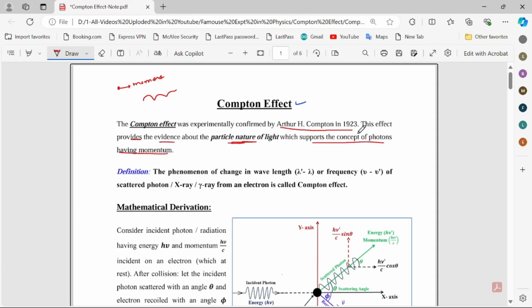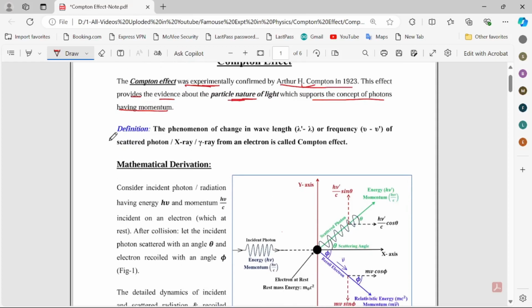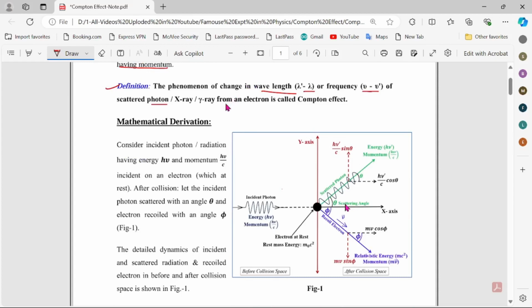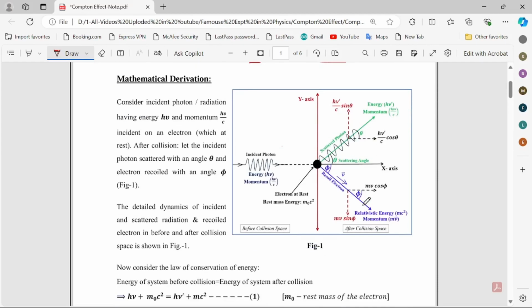Okay, and here I'm going to tell you that the experimental verification observed by Arthur H. Compton we are going to discuss in a separate video, but in this particular video we are going to discuss the mathematical derivation of the Compton effect. And here I have written once again the definition, already discussed, that the phenomenon of change in wavelength, that is lambda dash minus lambda, or frequency mu minus mu dash, of a photon, X-ray or gamma ray scattered from an electron is called the Compton effect. Now we are going to go for the mathematical derivation.